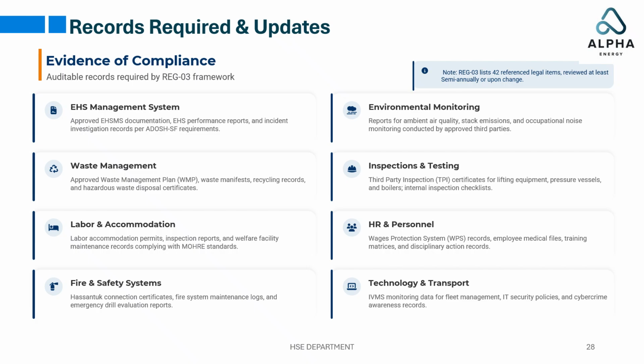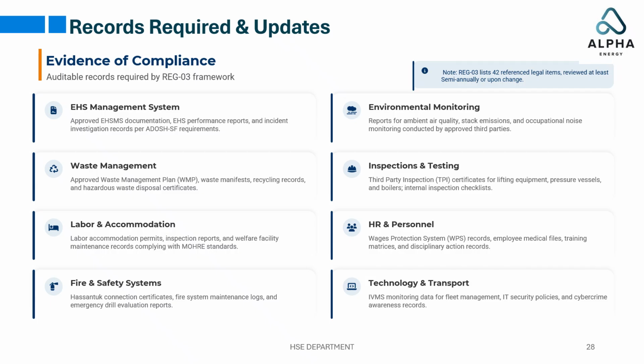Environmental compliance also requires environmental monitoring records, including reports on ambient air quality, stack emissions, and occupational noise monitoring conducted by approved third-party agencies. Inspection and testing records must include third-party inspection certificates for lifting equipment, pressure vessels, and boilers, along with internal inspection checklists. HR and personnel records should include Wages Protection System, WPS, documentation, employee medical records, training matrices, and disciplinary records. Finally, technology and transport records include IVMS monitoring data for fleet management, IT security policies, and cybersecurity awareness records.